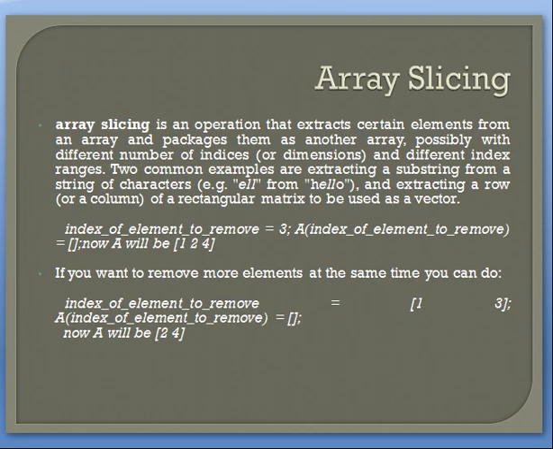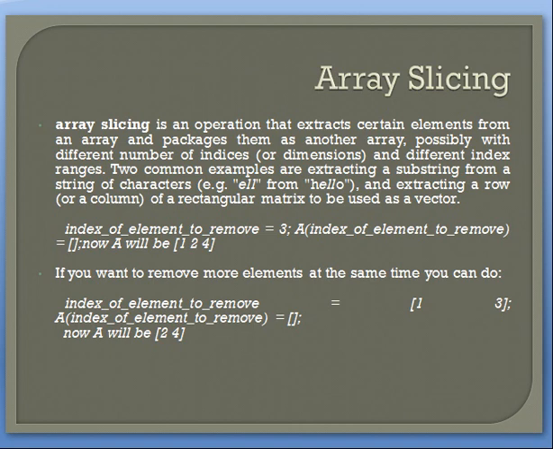Now coming towards array slicing. It is an operation that extracts certain elements from an array and packages them as another array, possibly with a different number of indices or dimensions and different index ranges. The two common examples are extracting a substring from a string of characters, for example ELL from hello, and extracting a row or column of a rectangular matrix to be used as a vector.